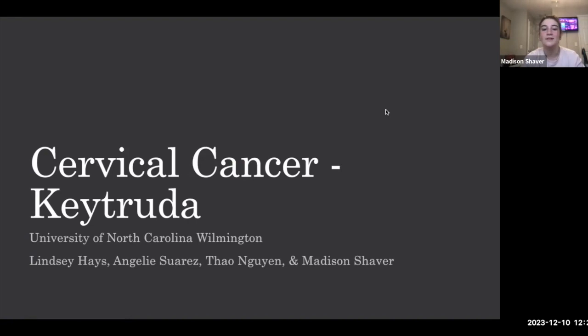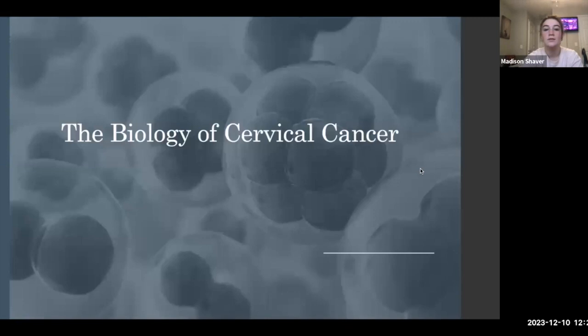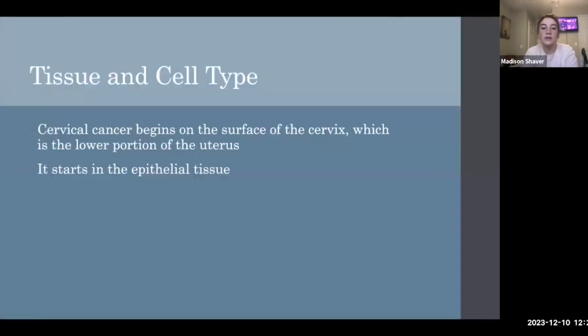My group and I have decided to do cervical cancer with the intervention Keytruda. So first, we'll talk about the biology of cervical cancer. Starting with the tissue and cell type, cervical cancer begins on the surface of the cervix, which is just the lower portion of the uterus, and it starts in the epithelial tissue.